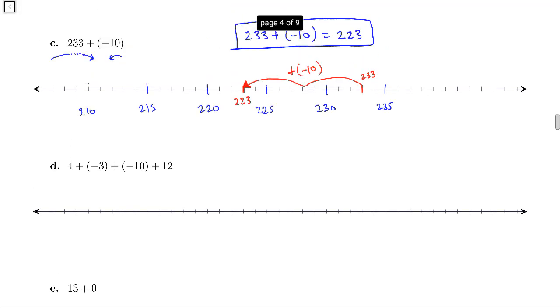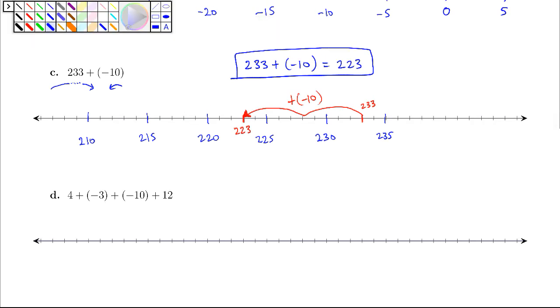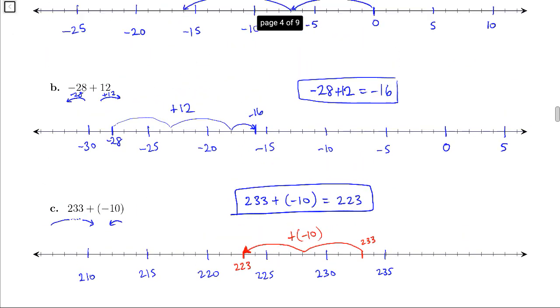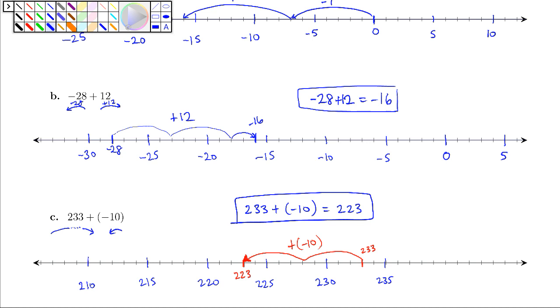I want you to notice that we also could have started at negative 10 and added 233 to the right. And in this particular case, that would have been quite a bit harder. In the previous one, because I do actually have more than 28 spaces on here, I could have also started at positive 12 and moved 28 spaces to the left of 12, in order to add a negative 28.